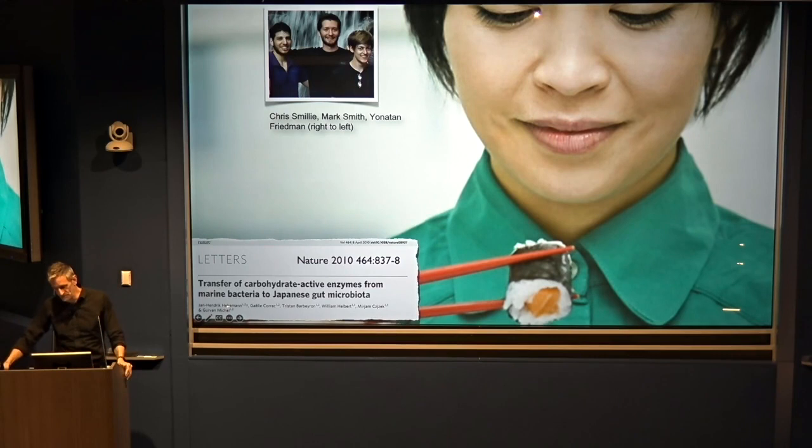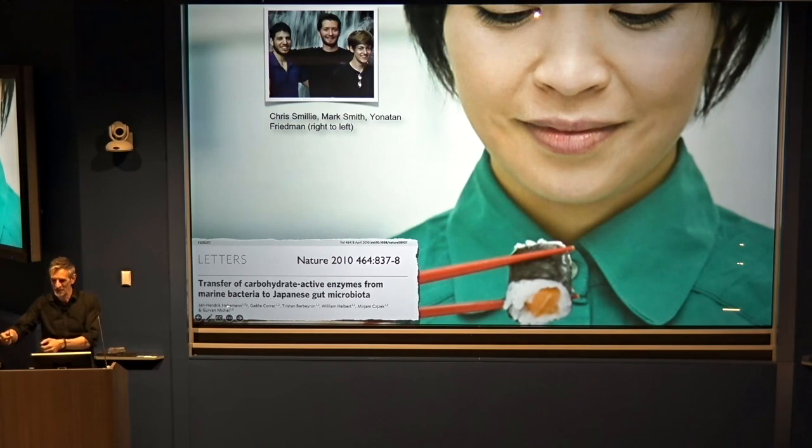And then while they were looking for homologs of these genes, they found some examples of these genes in Bacteroides that were isolated from humans. Interestingly, they were all isolated from Japanese humans, a population that eats a lot of seaweed. And so then they looked at the sequence of those genes, and they saw that these Bacteroides that lived in the gut had clearly gotten the genes from the marine bacteria, who had gotten the genes from the algae, right?